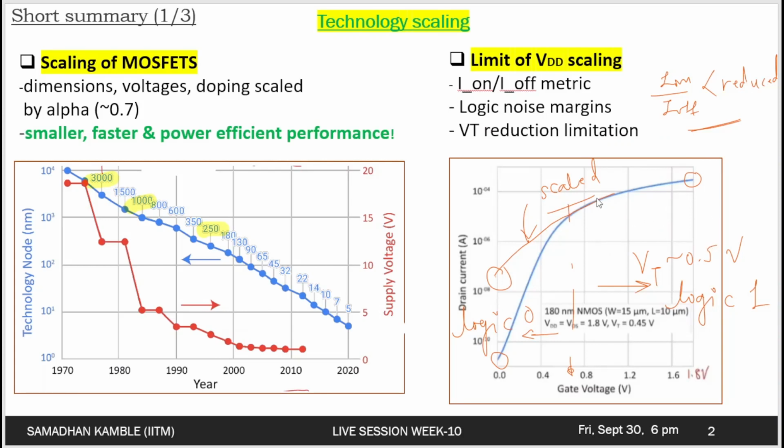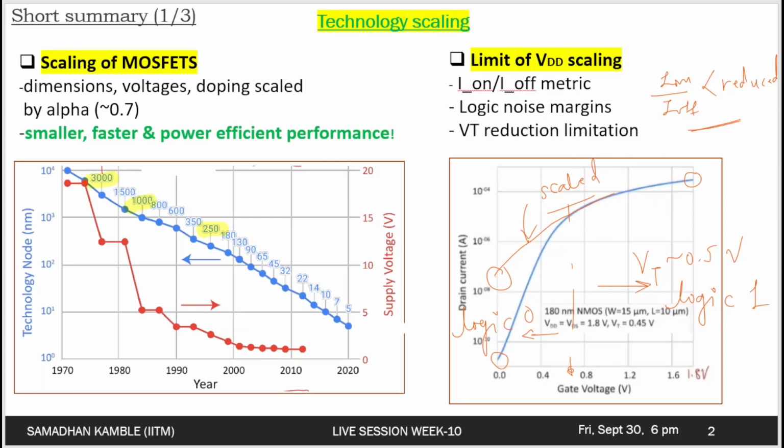One would argue, why can't we decrease the VT? Of course you can decrease the VT, but not beyond a certain limit, and then different limitations and problems come into the picture. So VT reduction is also not that trivial. So VDD scaling has some limitations because of these particular metrics.